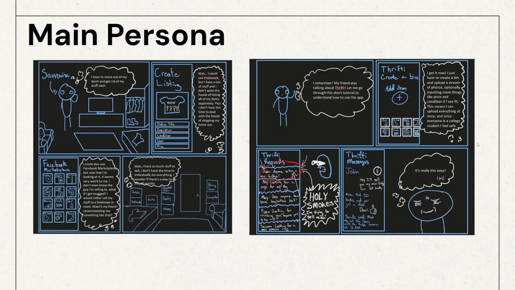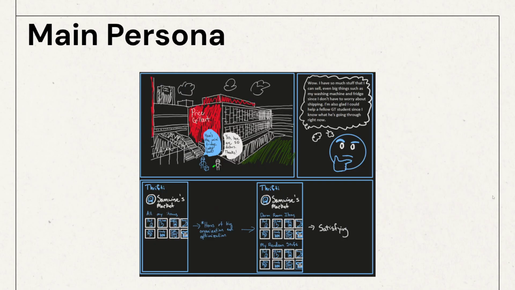So here we have the main persona. You can see Sam is about to list something with Poshmark and then Facebook Marketplace, but he doesn't like either one because he has so many items and he feels weirded out by all the strangers. So he finds out on Thrifty you actually can, and he gets his transaction done.